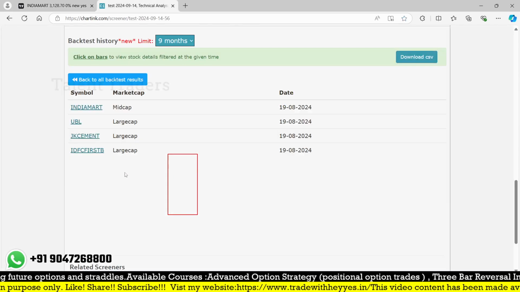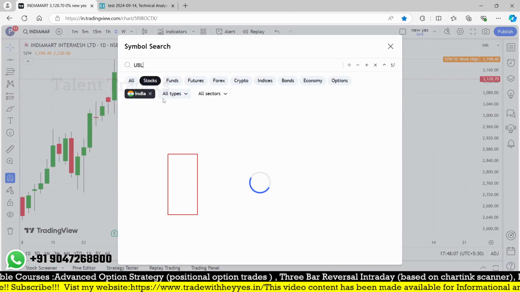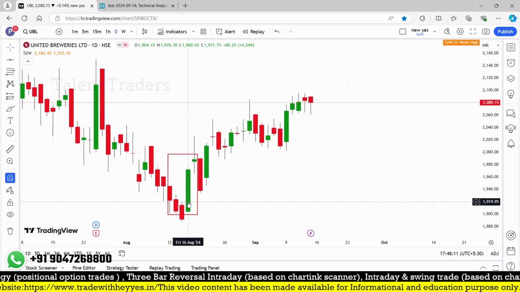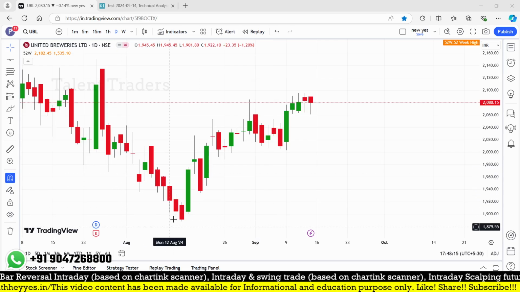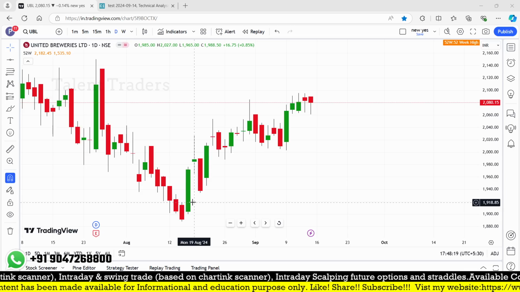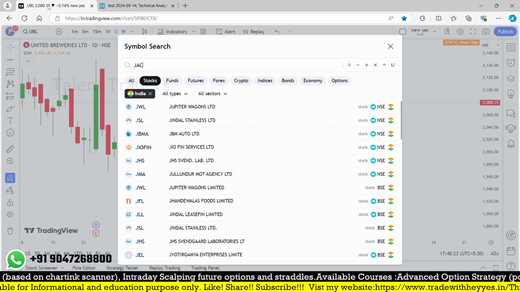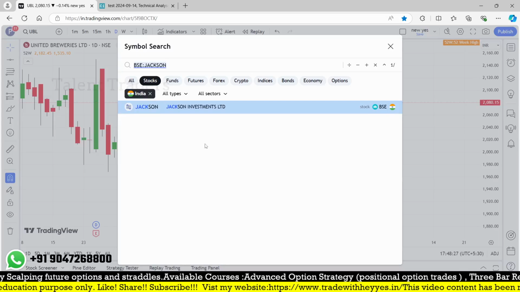And let me check the backtest result. UBL, United Breweries Limited, that is also a valid order block here. I don't know whether I'm trying to buy here or whenever the market retraces to that level, but I'm not discussing that. I'm just going to find the exact order block. Sorry, JK Cement.